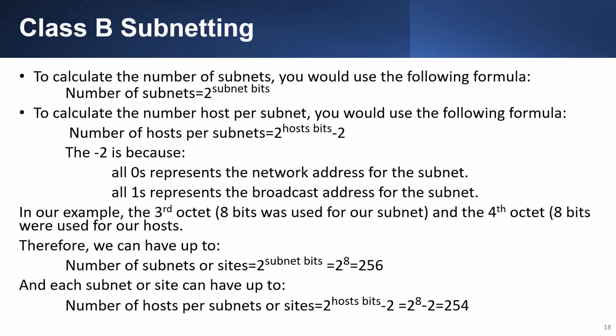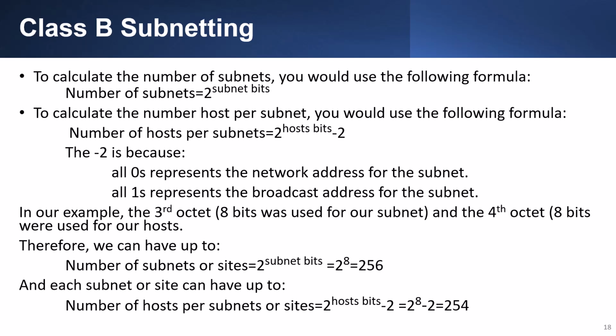To calculate the number of subnets, we would use the following formula. Number of subnets equals 2 to the subnet bits power. To calculate the number of hosts per subnet, you would use the following formula. Number of hosts per subnet equals 2 to the host bits minus 2. The minus 2 is because all zeros represent the network address for the subnet, and all ones represent the broadcast address for the subnet. In our example, the third octet, 8 bits, was used for the subnet, and the fourth octet, 8 bits, were used for our host.